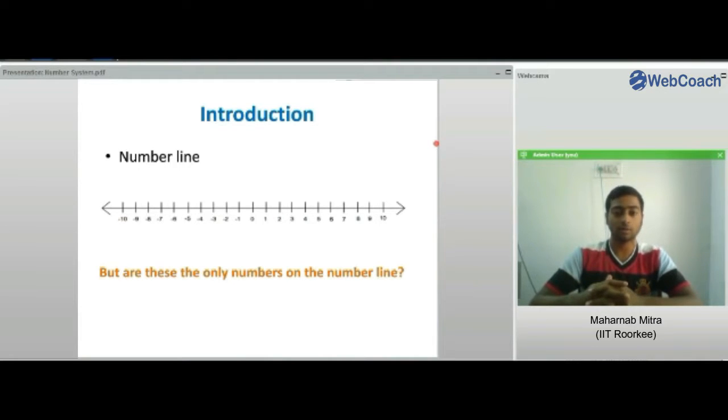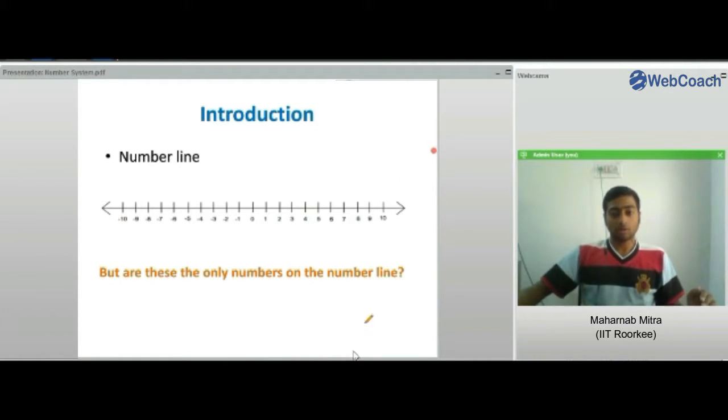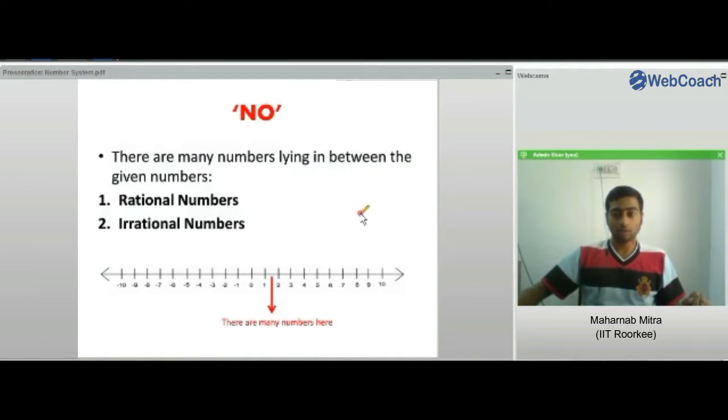Now many of you have seen number line in your earlier classes, but as you know, number line is a line where equal divisions have been made to represent certain numbers on the line, right? But as given in the figure here, you have learned till now that only integers or whole numbers can be represented on the number line, positive integers as well as negative integers, right? But are these the only numbers which can be represented on the number line? Actually, the number line is continuous. So the answer to this question is obviously no.